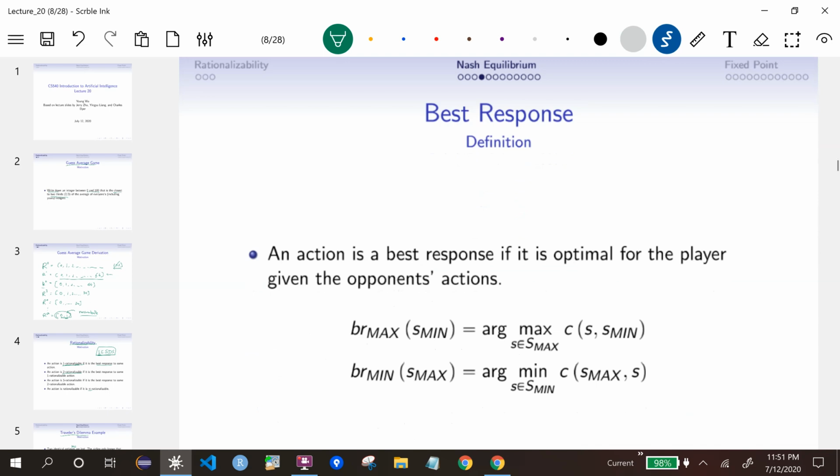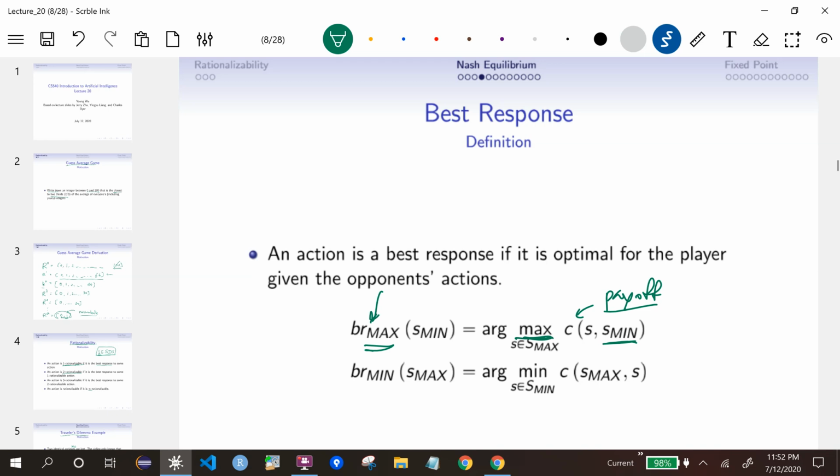Okay, so we have talked about best responses a lot in the previous two parts. So here is the mathematical definition. It's actually not surprising. It's just the definition of best response. Given the other player's choice, I'm picking the best one that maximizes my payoff. The C here, I'm using the notation C for cost because it's in the search section of the course, but they just represent payoffs. And for the max player, I'm maximizing my payoff, and this best response is the action that maximizes my payoff.